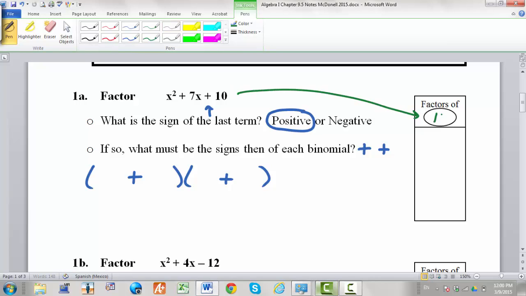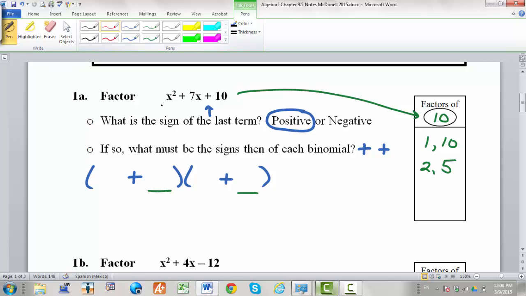Now, at this point, we're going to say, what are the factors of 10? And so we're getting those factors of 10. Well, that's 1 and 10, and 2 and 5. With these two numbers, we want to say, how are we going to put these numbers into this back spot where we're going to multiply? Well, before we do that, we want to look at what the front spot would be.